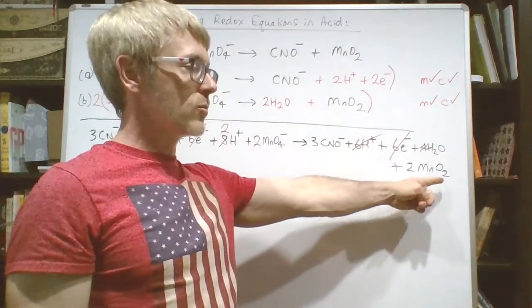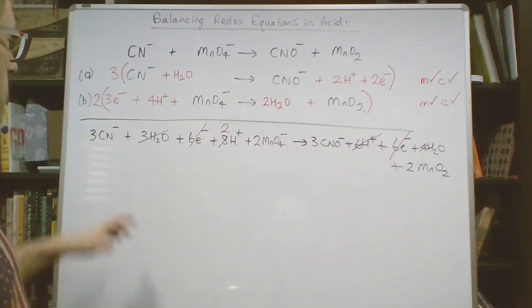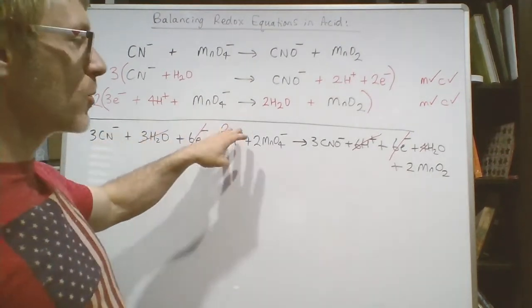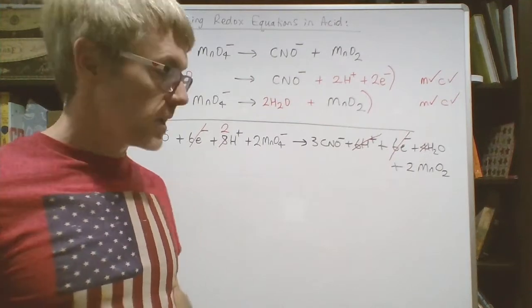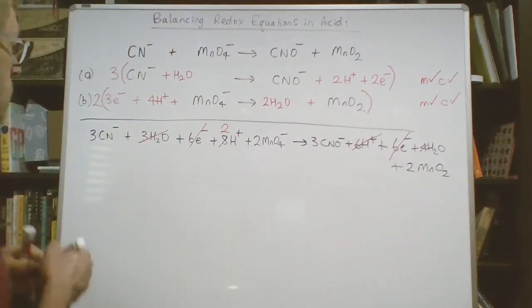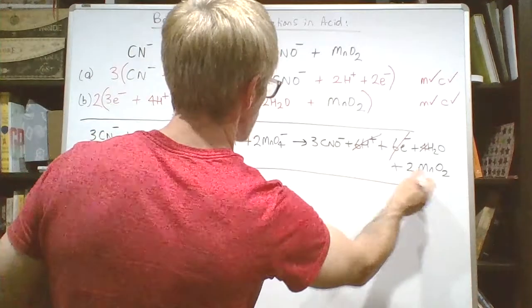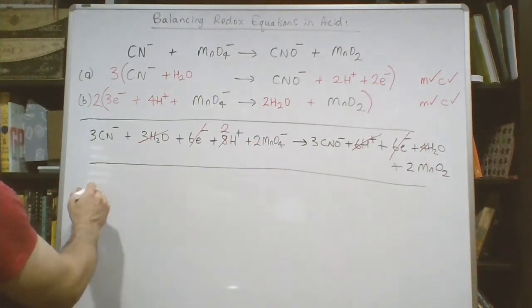MnO4 and MnO2 are not the same, so they don't cancel. And I can't reduce these coefficients down because I have a 3 and a 2, and I can't divide through by 2 because then I'd have a fraction, and it's ill-advised to have a fraction in your final answer. So let's go ahead and rewrite our final answer. Nobody wants to see that as a final answer. That's more chicken scratchy. So finally, let's just rewrite.